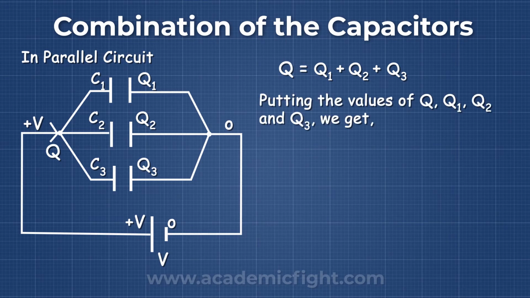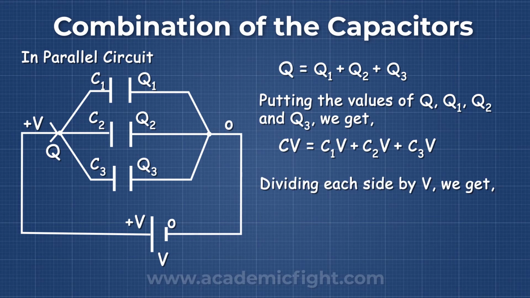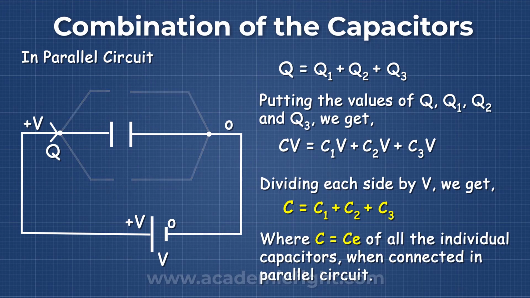Putting the values of Q, Q1, Q2, and Q3, we get C into V is equal to C1V plus C2V plus C3V. Dividing each side by V, we get C is equal to C1 plus C2 plus C3. Where C is the combined capacitance of all the individual capacitors, when connected in the parallel circuit. This is the result we get when we combine capacitors in series and parallel.